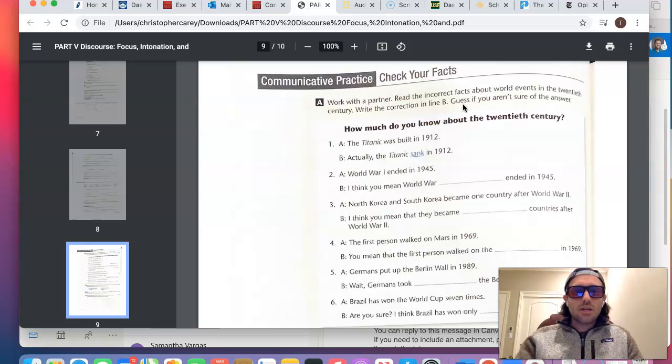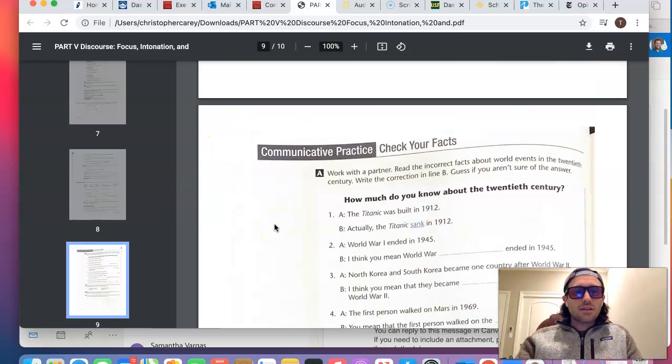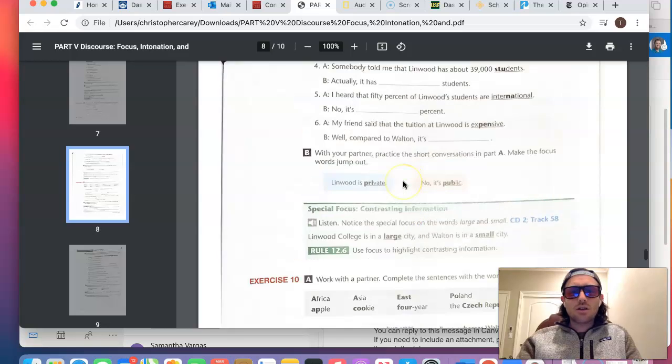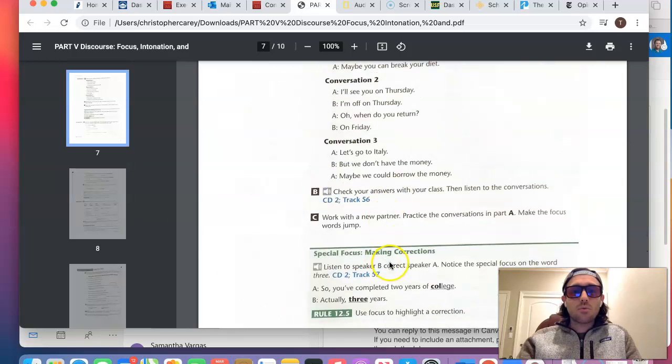And what you're doing is you're emphasizing the change in focus words when we make corrections, right? We place special focus on those focus words that provide correct information when we're correcting a mistake.